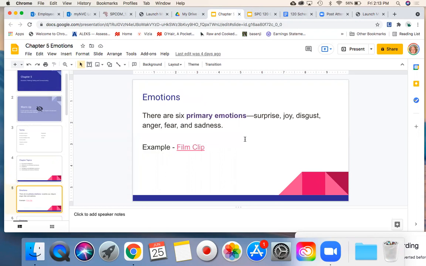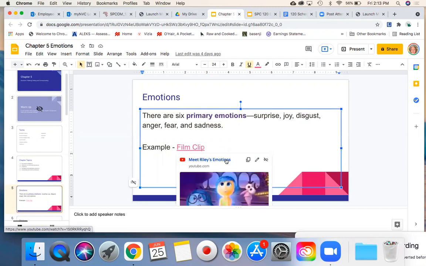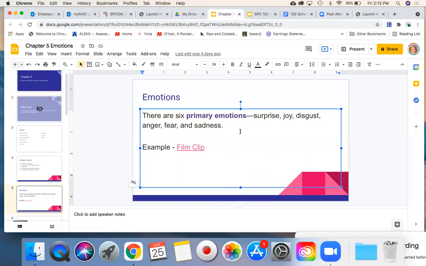Okay, there are 6 primary emotions. I'm going to let you look at the film clip. It is on Inside Out. Okay, so I just wanted to click that so you could see it. It's on Inside Out, but I'm going to let you pause this and watch that. So surprise, joy, disgust, anger, fear, and sadness. So you might ask yourself, really, only that many?